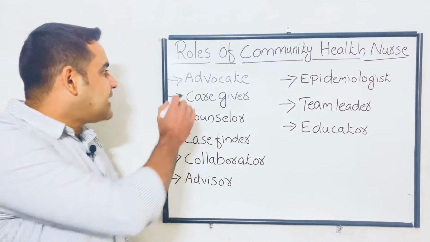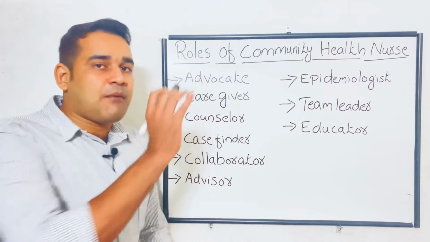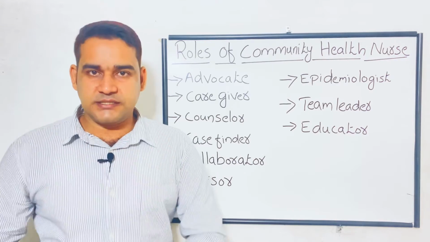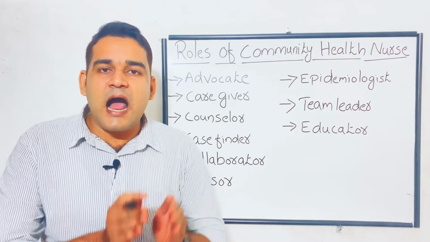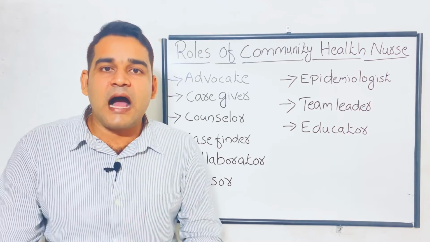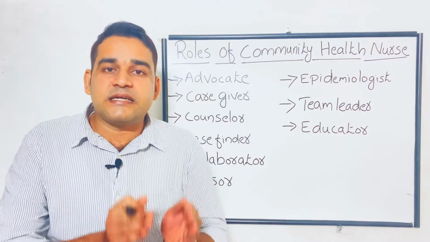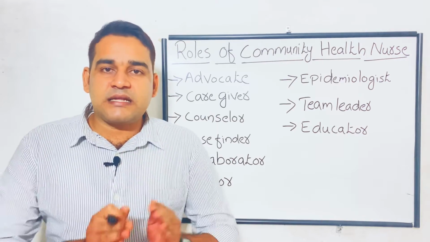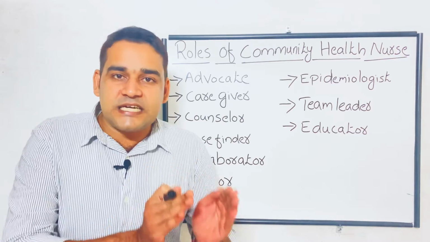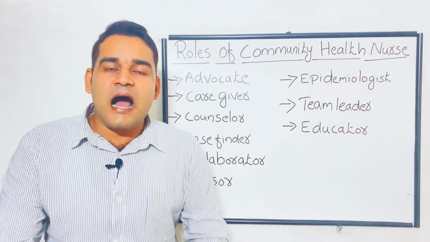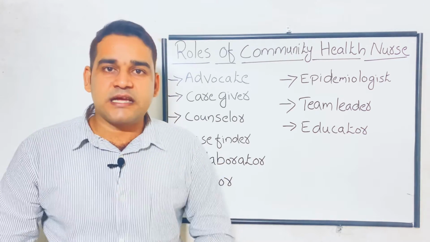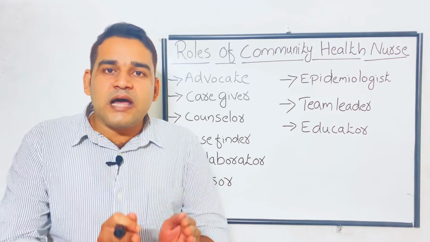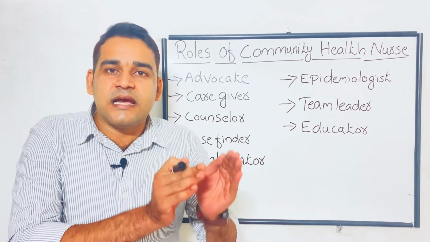First one is as an advocate. The community health nurse should perform as an advocate. Regarding the treatment, what treatments can be accepted by the patient, what treatments can be rejected by the patient, regarding the treatment facilities, regarding the rules, regarding the laws, and regarding all the legal matters related to health.